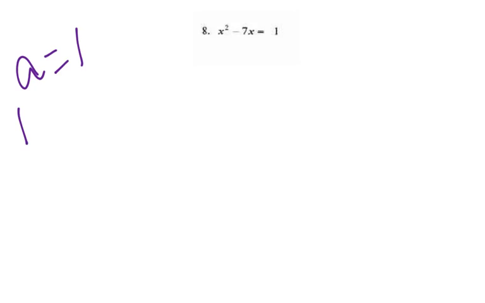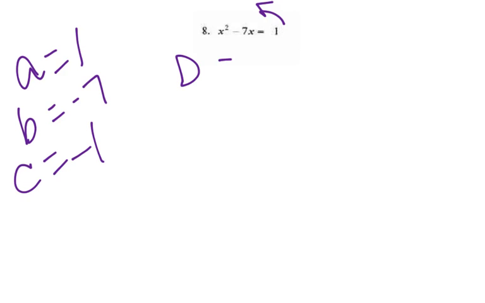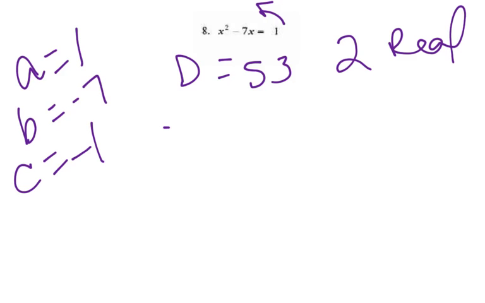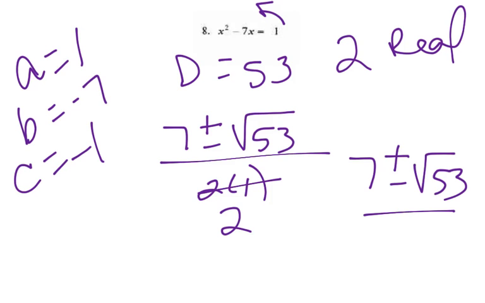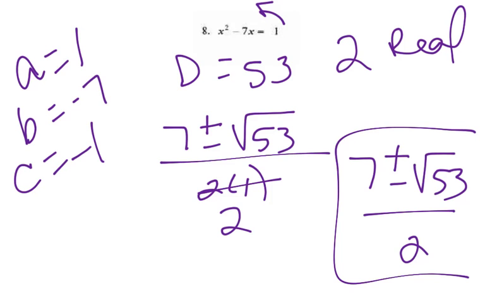A is 1. B is negative 7. C is negative 1. Find your discriminant. My discriminant is 53. So 2 real. 7 plus or minus the square root of 53 all over 2 times 1, which is 2. So 7 plus or minus the square root of 53 all over 2. 53 is prime and you can't factor tree it.